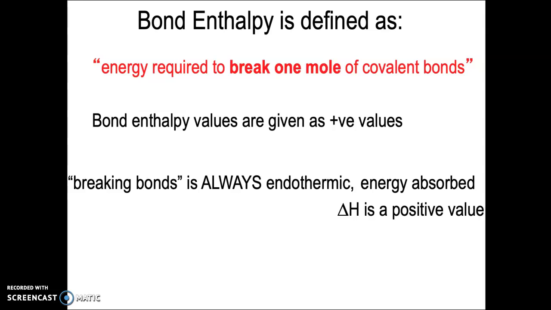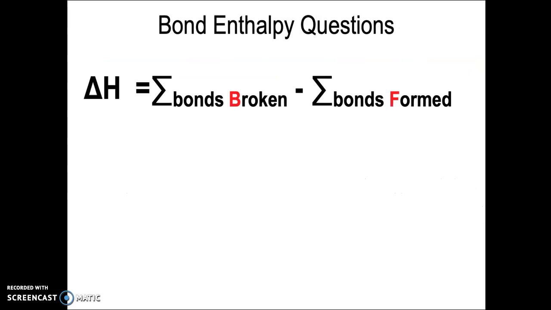So they're always going to be quoted as endothermic, hence energy absorbed, and so the delta H is a positive value. However, keep in mind that if you are looking at the exact same bond, but you're trying to make it, then it would be the same quantity of energy, but it would be exothermic, because we know that bond formation is an exothermic process from our previous lesson.